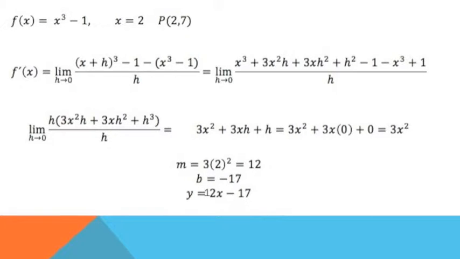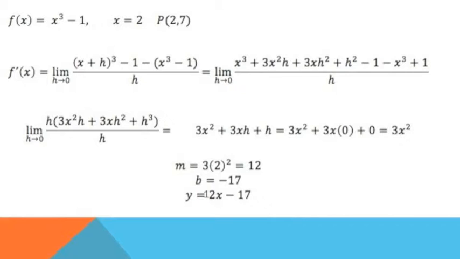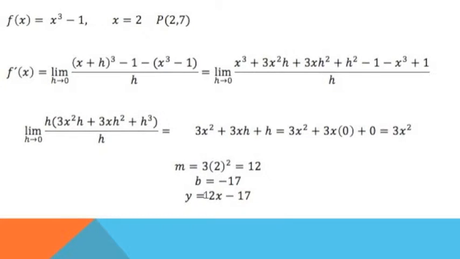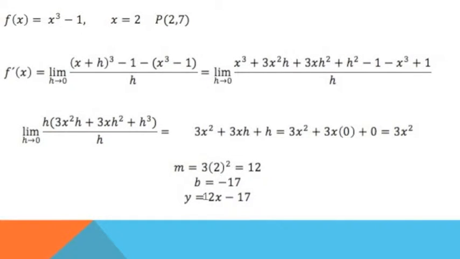So limit of h approaching 0, we use our formula, so we have (x plus h) to the cube minus 1 minus (x cubed minus 1), all this over h. So we continue, we expand it, so we get x to the cube plus 3x to the second power times h plus 3x times h to the second power plus h to the cube minus 1 minus x to the cube plus 1 over h.